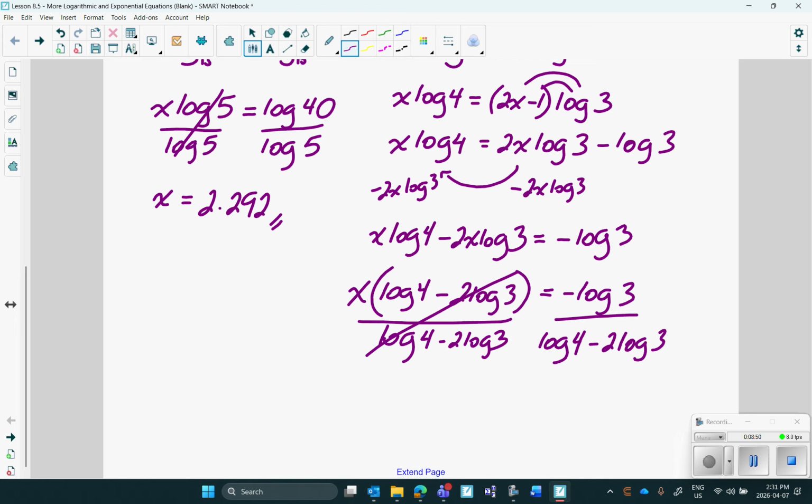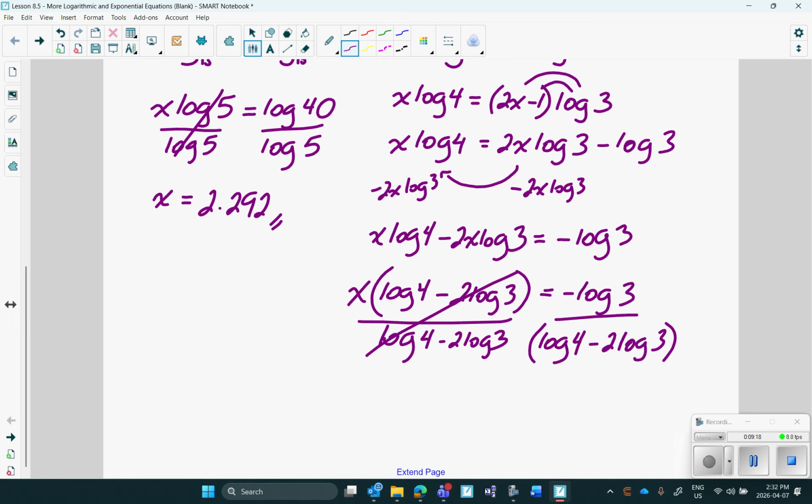So therefore, to find x, I'm going to have to do this whole thing on my calculator. It is not as easy as it seems, because you have to use parentheses correctly. Remember, I have to do this first and then do the division.